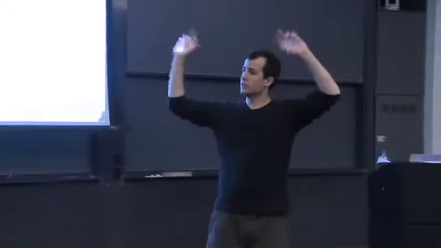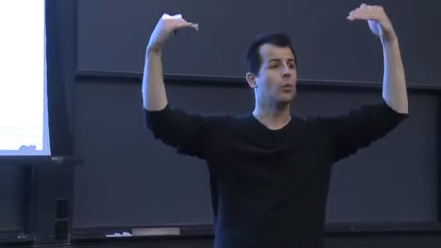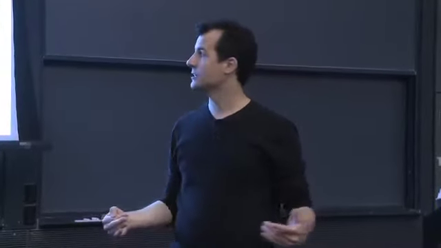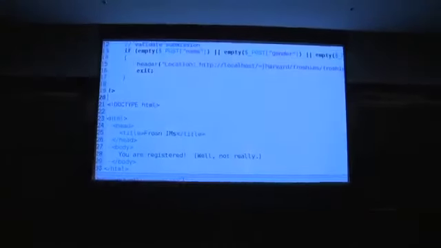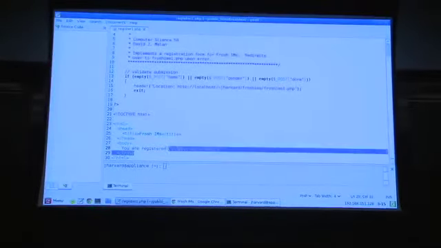We're putting our logic at the top of the file. We're doing whatever kind of ifs or elses that we want up there, and then when we're ready to show the user something, we dump the raw HTML at the bottom of the file. And that's it. So if I scroll down further, there's nothing really of interest down there anymore because it's just going to say, you are registered, well, not really.